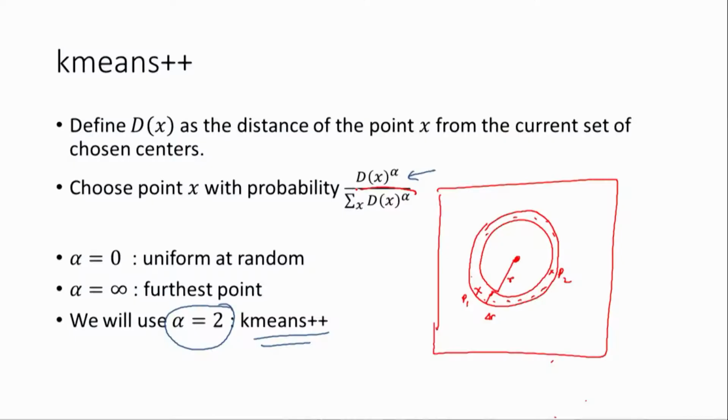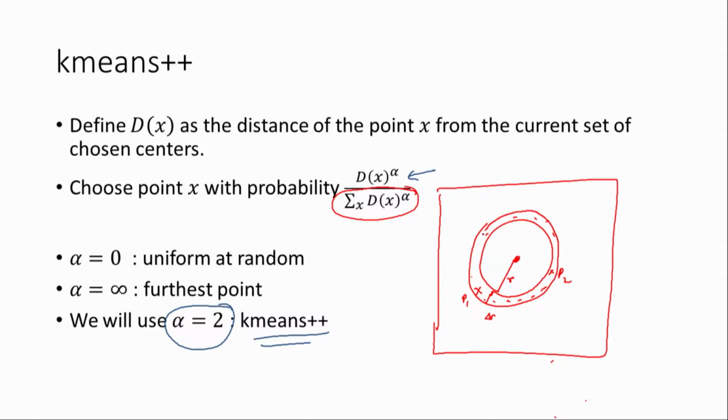They're equally likely to be chosen, right? Because the normalization is the same for everybody. It's the sum of all the D(x)s. And for P1 and P2, the numerator is basically the same, because it depends on the distance of P1 and P2 from the center.